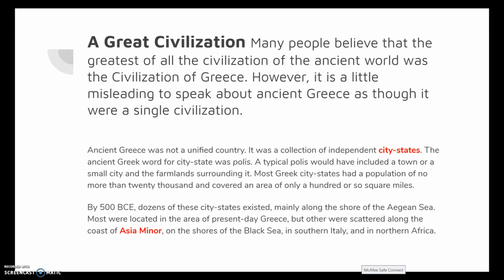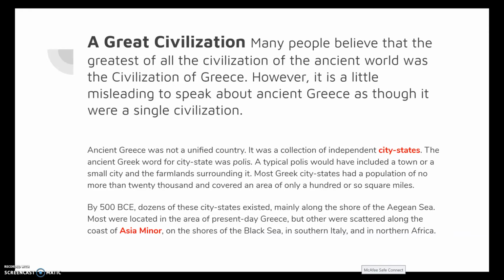A typical polis would have included a town or small city and the farmlands surrounding it. Most Greek city-states had a population of no more than 20,000 and covered an area of only 100 or so square miles. So it's like a city, but it was its own independent area. It ruled itself. It was like something like Columbus, but it ruled itself. It didn't answer to Ohio. It didn't answer to a greater group. It was just its own state.